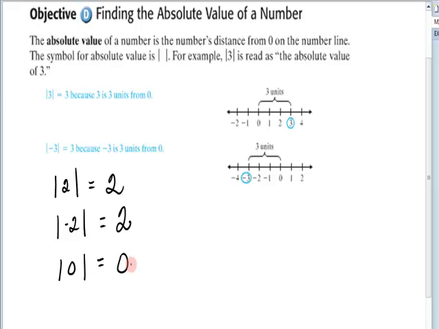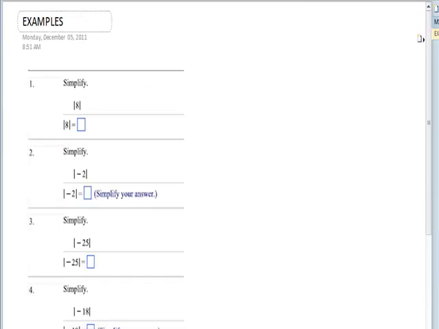Other than that, you could say that the absolute value of all positives is positive, the absolute value of all negatives is positive. The only one that's an exception, the absolute value of 0, is 0. All right, so let's take a look at some examples where we're finding absolute value.